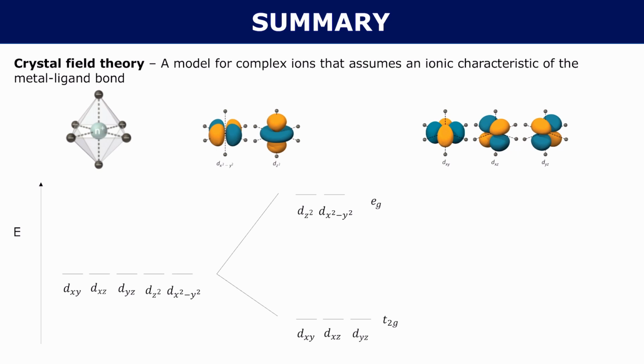The ones that get elevated to a higher level are called the Eg orbitals, and the ones that stay lower are called the T2g orbitals. This particular splitting is an octahedral splitting, and that happens when you have 6 ligands, but you have a lot of other different splittings that can occur. Crystal field theory helps you explain magnetic properties and also colors. And that's about it for crystal field theory.